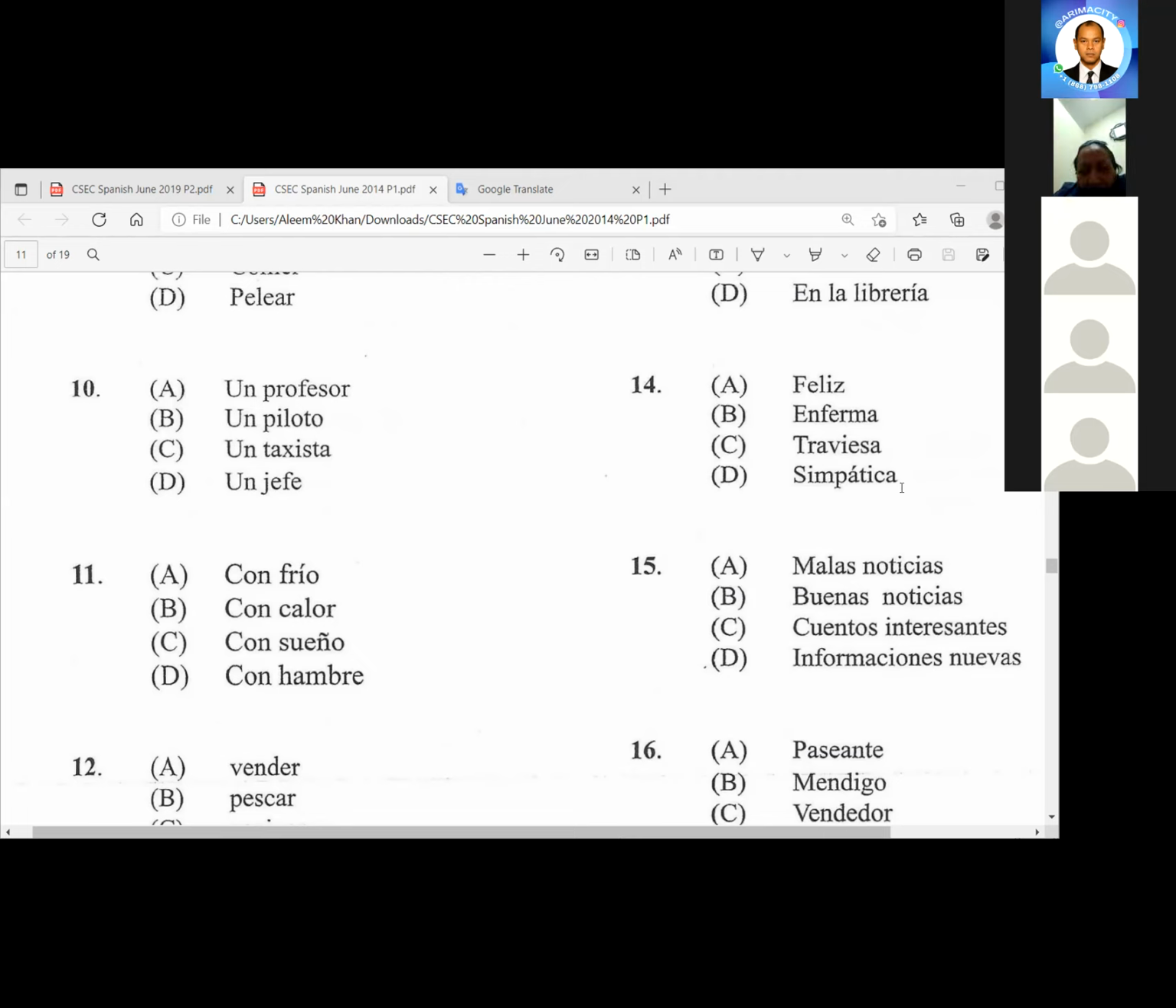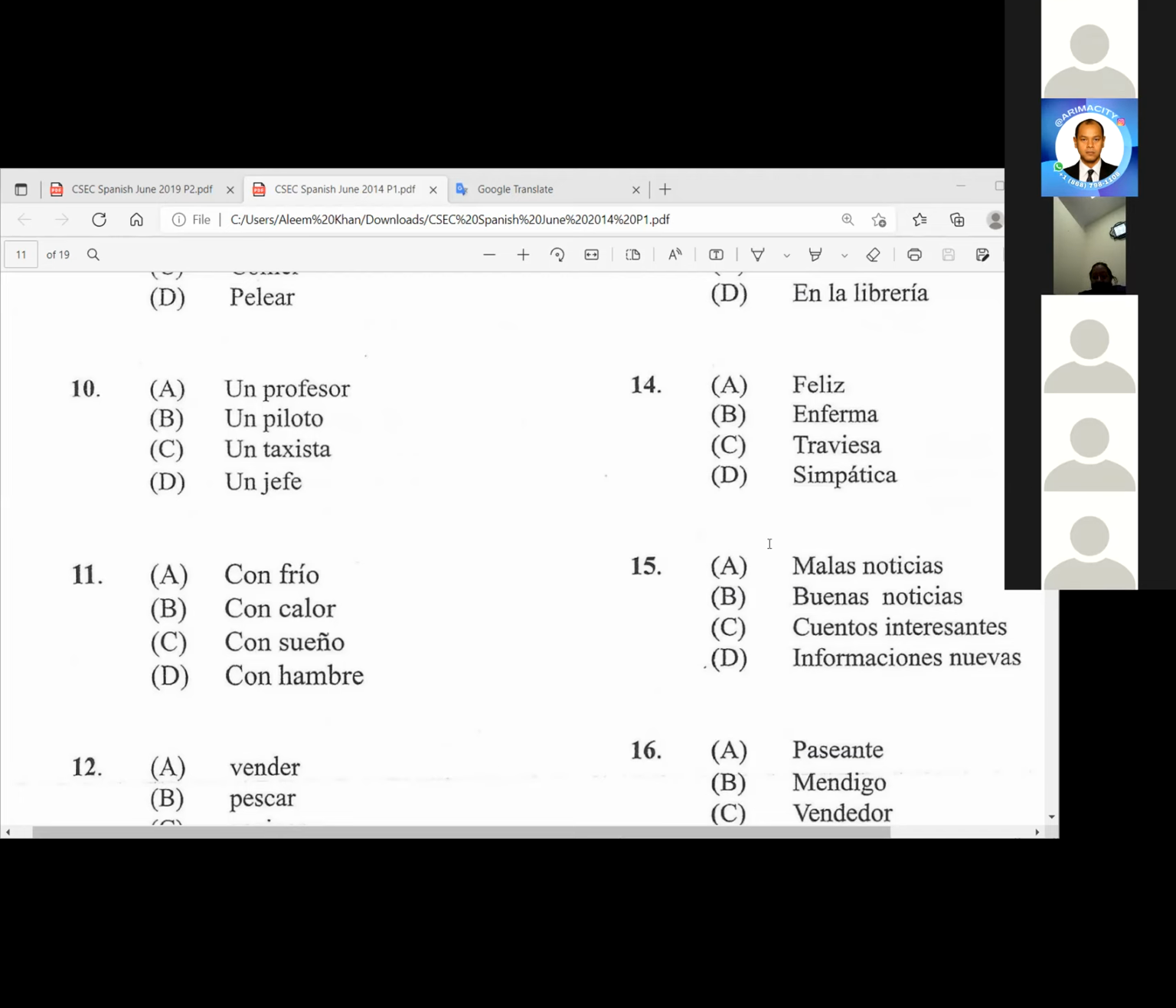Okay? Any of those words you don't understand, Kelsey? Of the four words there, feliz is? Happy, very good. Enferma is? Sick. Okay, enferma is sick. Traviesa is mischievous. And is D sympathetic? Close. It's nice. Simpática. Nice. And somebody who's sympathetic is usually somebody who's nice, no? Yes. Right. So let's go with the question again.